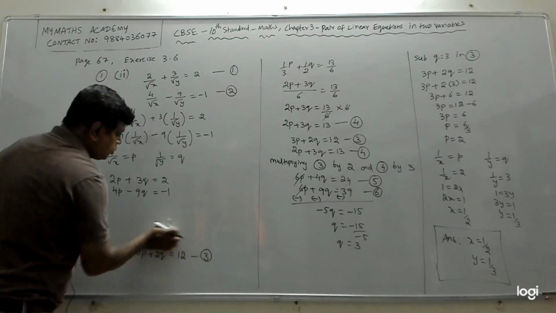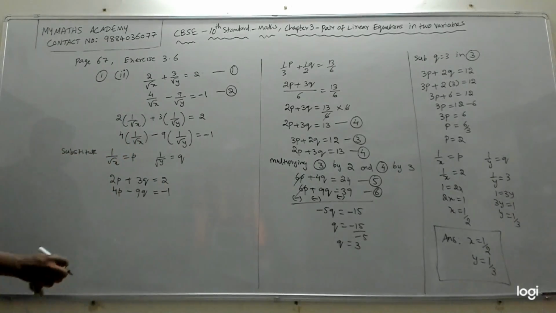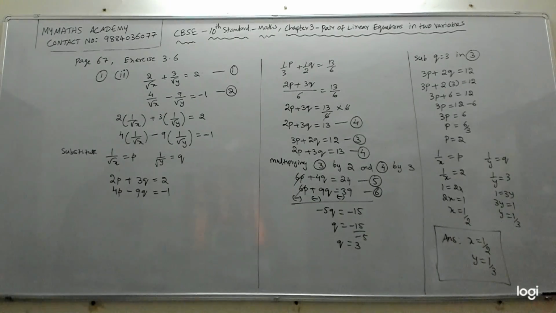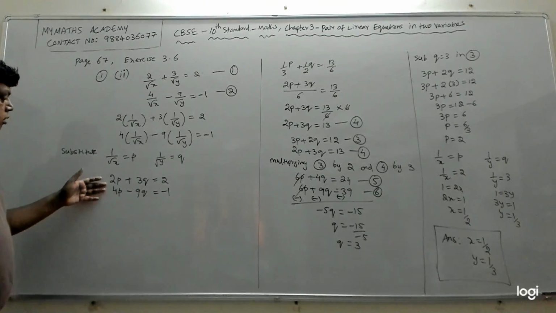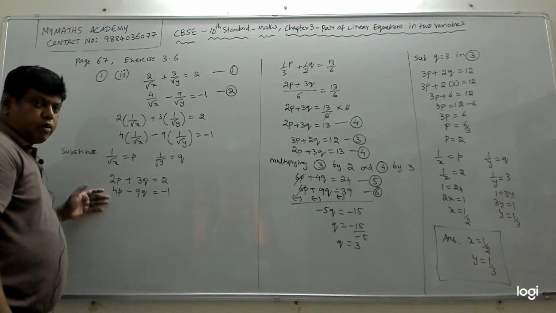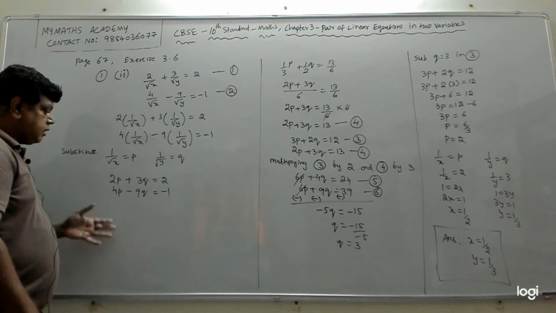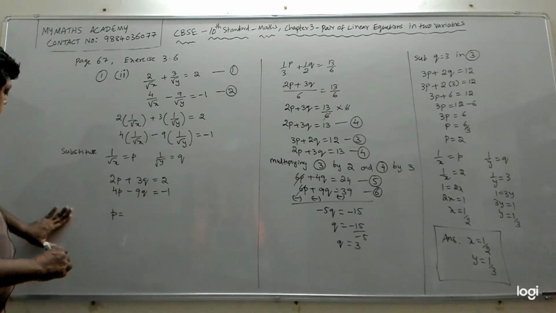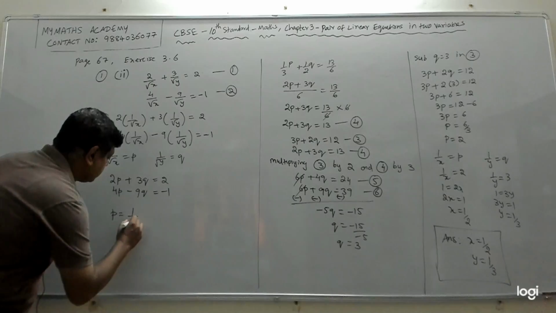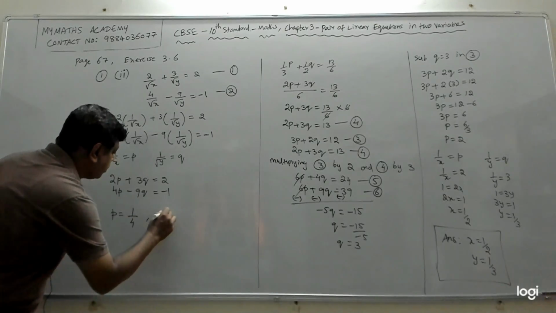Now we need to solve these two equations by any one method. Most probably we'll go for the elimination method. So now you try to solve these two by any one of the methods, preferably the elimination method. You know how to solve this. If you solve this, you will get the value of p as 1 by 4, and you will get the value of q as 1 by 9.